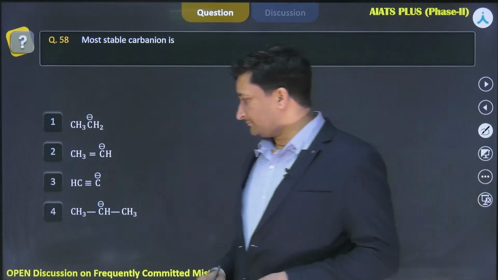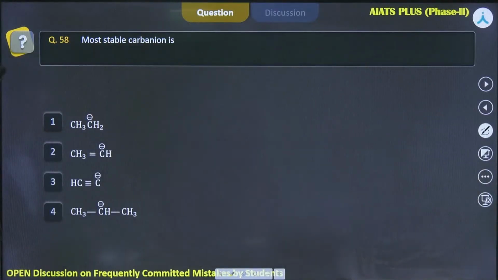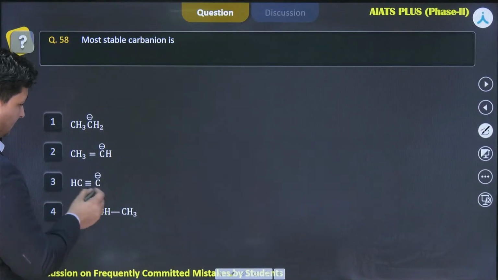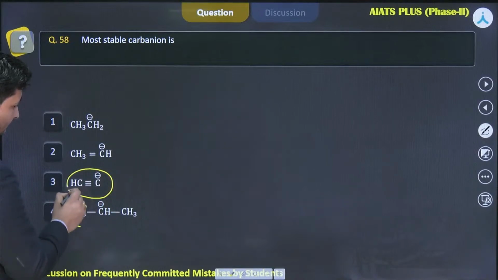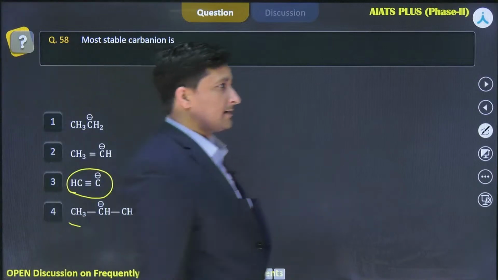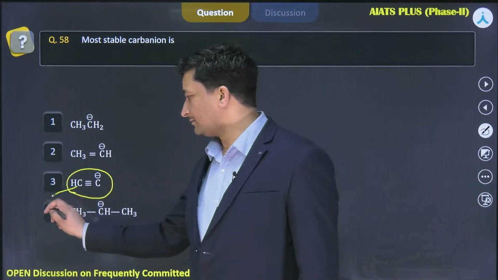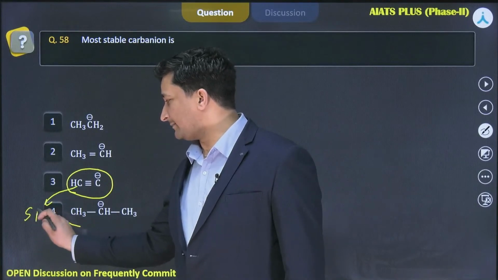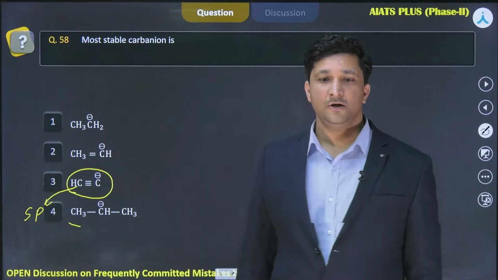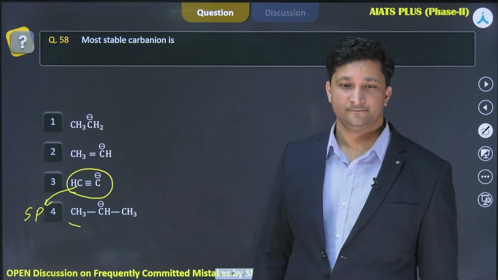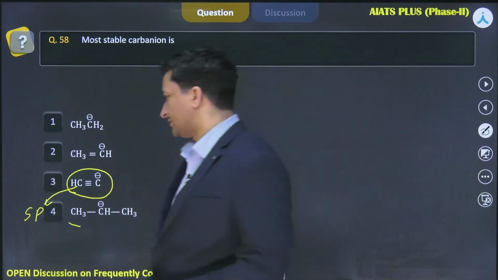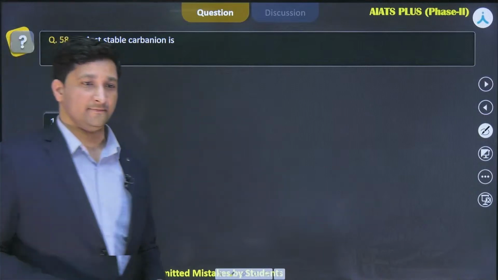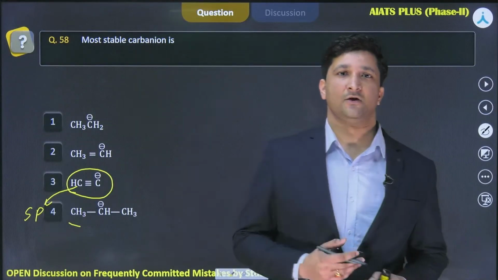Here you can see CH3CH2 minus, CH3CH minus, CH3C minus. Now again we have to think about this. Here the carbon is sp hybridized. This one is also sp hybridized. Because of this sp hybridization, the tendency for stability increases a lot.